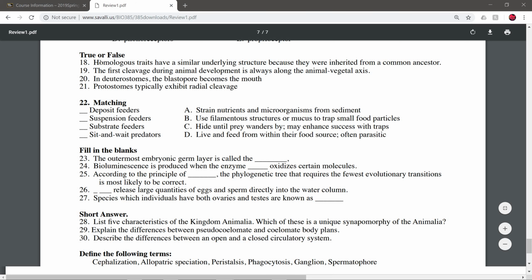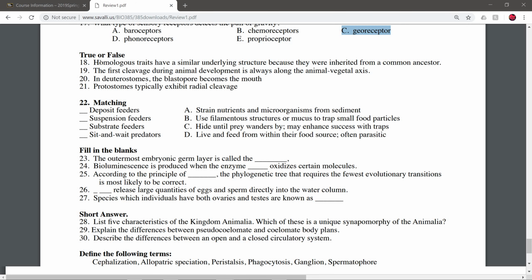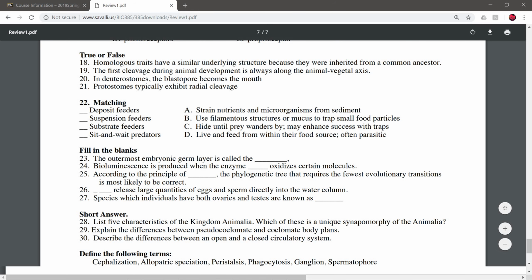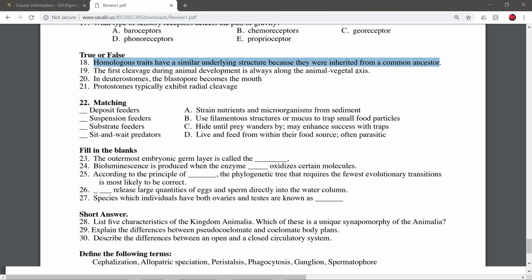All right, true or false, the top here. Homologous traits have a similar underlying structure because they were inherited from a common ancestor. I'm going to say true. I'm going to say false. Okay, so the non-voters are still out-winning the voters there. And this you should be able to guess, you can guess on these easily. You've got a 50-50 chance of getting it right.